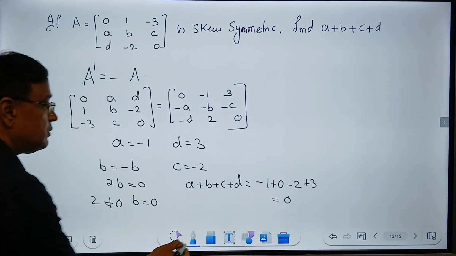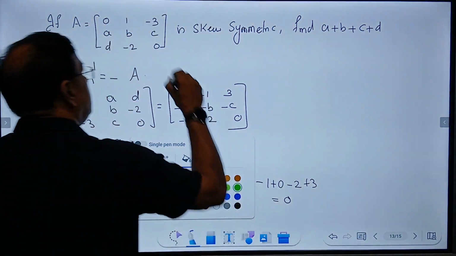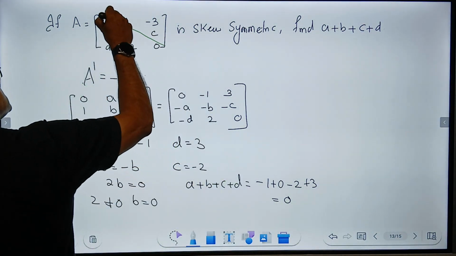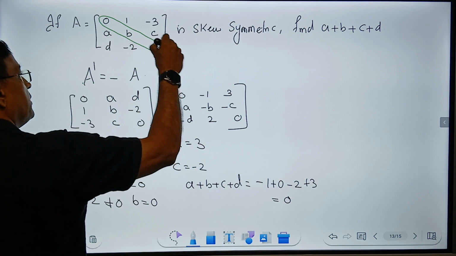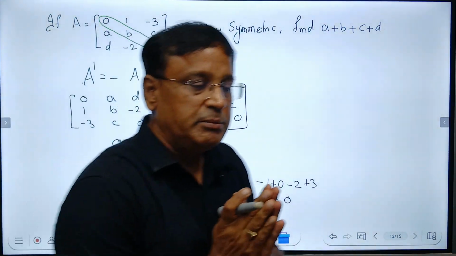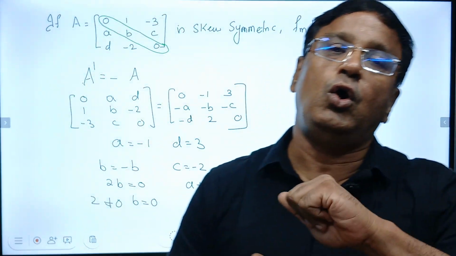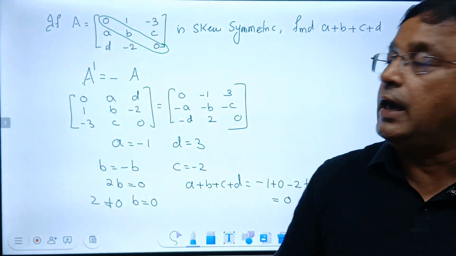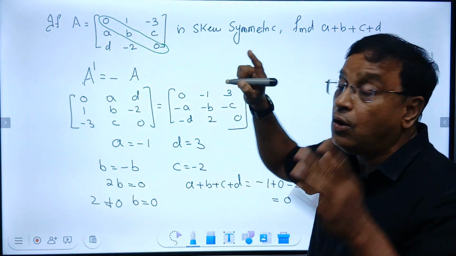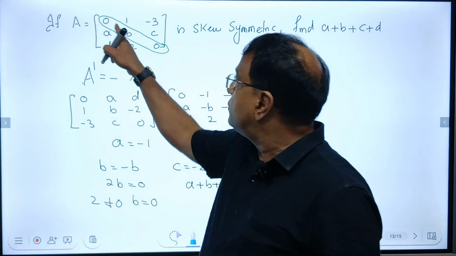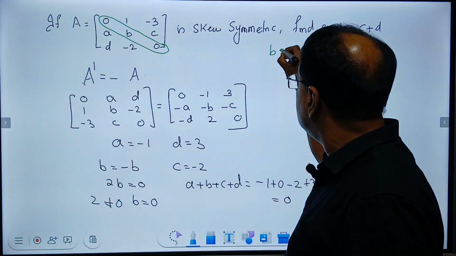The easier way to do this problem is, I have told you very clearly in the previous class about skew symmetric matrix. For a skew symmetric matrix, the diagonal element will always be 0. All the elements will be 0. So definitely B has to be 0.